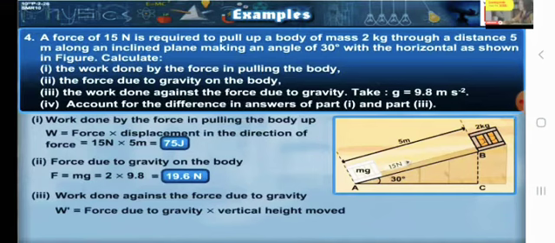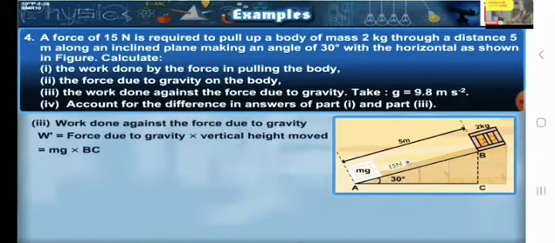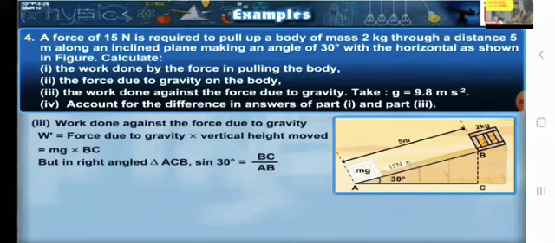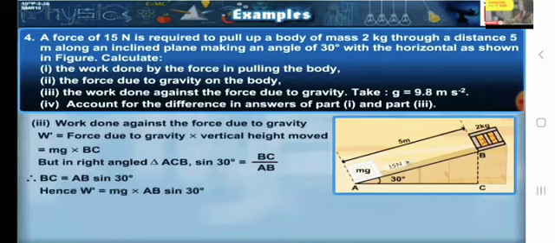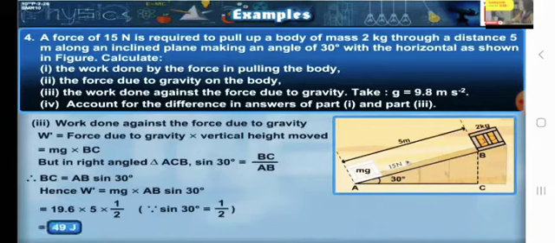Third, work done against the force due to gravity, W dash, is equal to force due to gravity into vertical height moved, is equal to mg into BC. But in right-angled triangle ABC, sine 30 degree is equal to BC upon AB. BC is equal to AB sine 30 degrees. Hence, W dash is equal to mg into AB sine 30 degrees, which is equal to 19.6 into 5 into 1 by 2, since sine 30 degrees is equal to 1 by 2, which is equal to 49 joule.